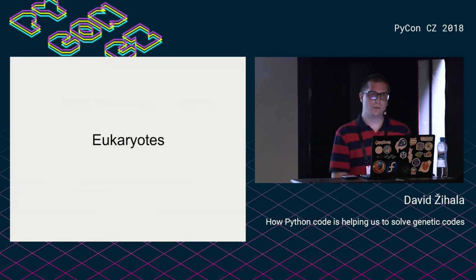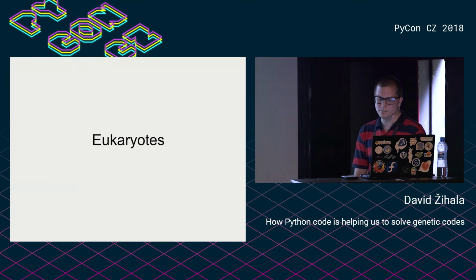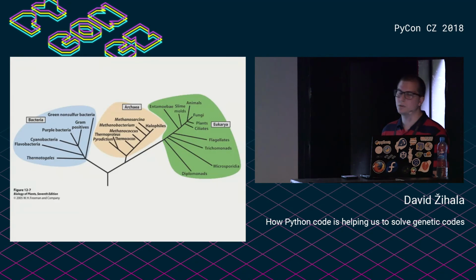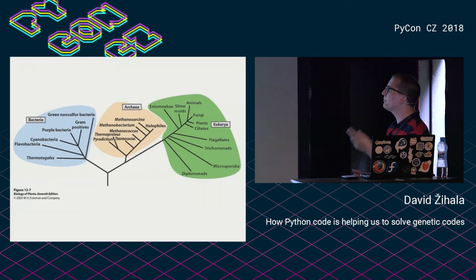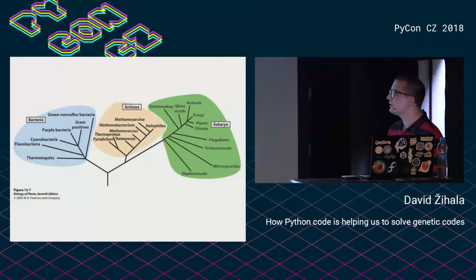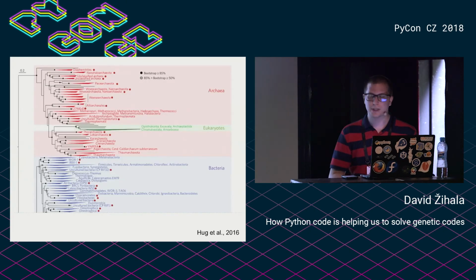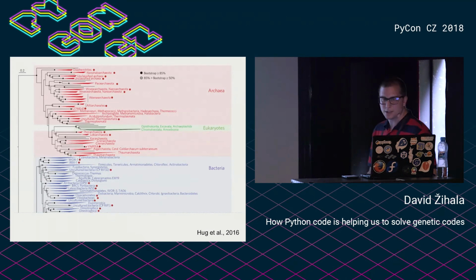At the beginning, I will introduce you to eukaryotes, because you all probably saw in your life something like this, that life is divided into three main groups or the domains of life: bacteria, archaea, and eukaryotes. And you can see that archaea are somehow closer to eukaryotes, even in this textbook from 2005, and it's known for a long, long time. But nowadays, we know that eukaryotes are actually in the group of archaea.